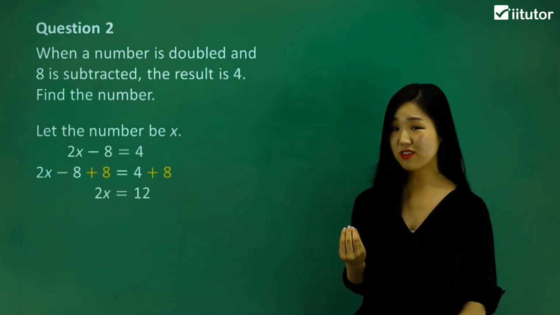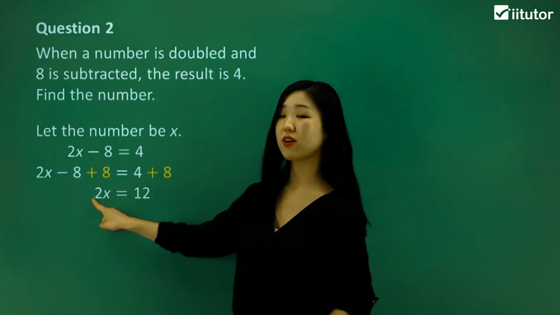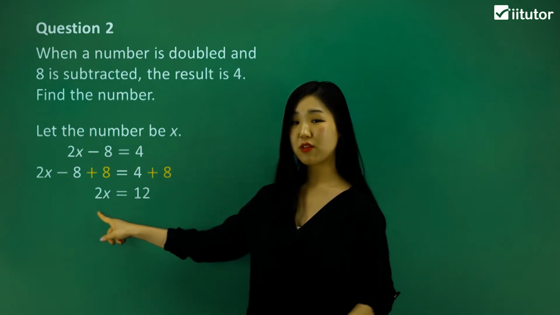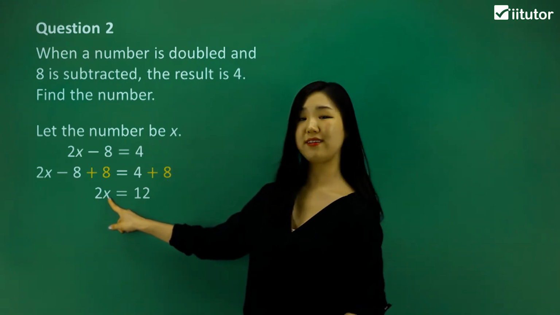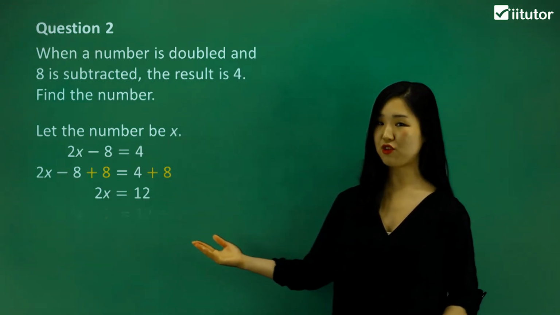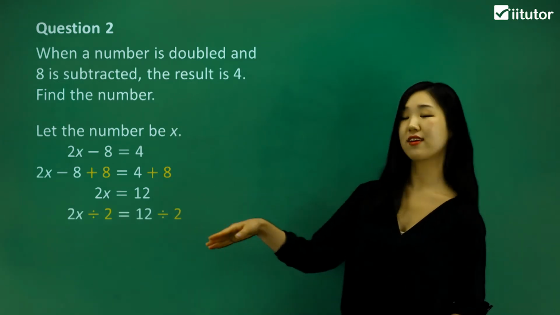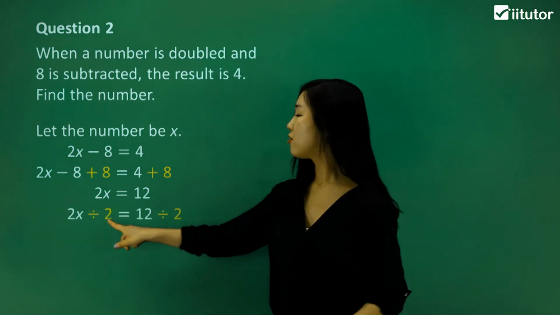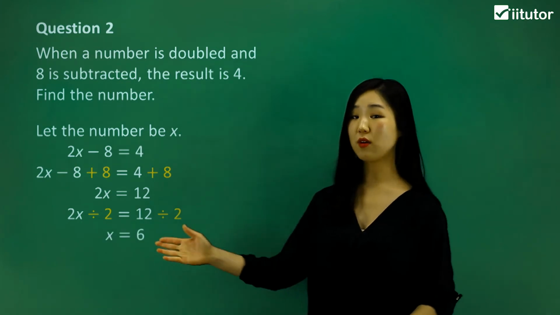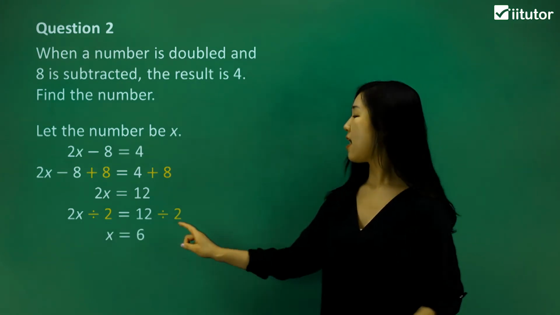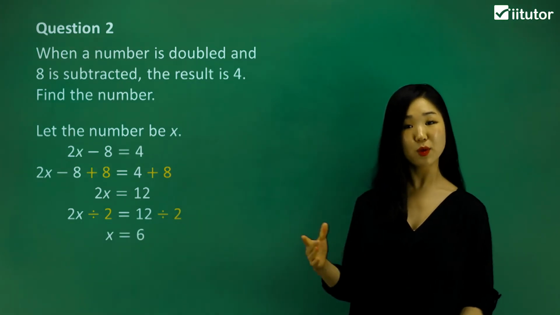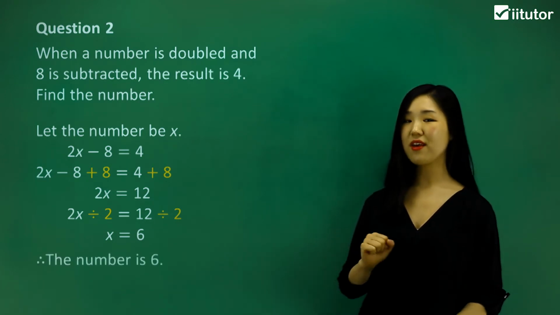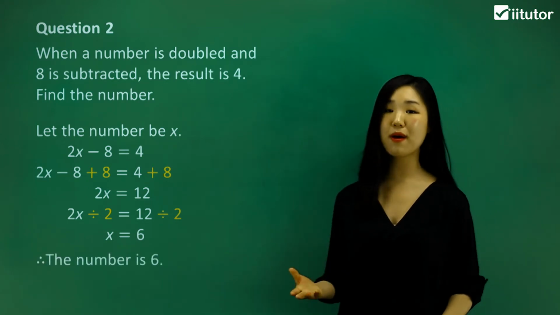And because these 8's have been eliminated, we've only got 2x left. Now because we want just x, not 2x, we have to try to get rid of the 2. To get rid of the 2 here, because 2 is multiplied to x, we have to do the opposite operation. Divide by 2. And again, you can see that I did it to both sides. So 2 divided by 2 will be 1, so we just have 1x, which is just x, and 12 divided by 2 is 6. So we've got x now, we can't go any further. So therefore, you can conclude by saying that the number is 6.